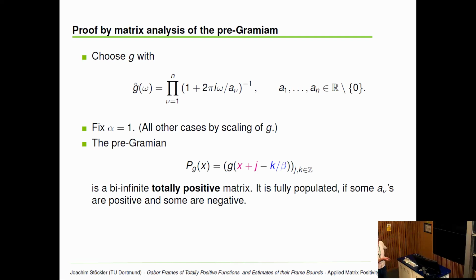So the pre-Gramian has this slightly simpler form. You have x plus j, you still have the k over beta for the columns. This is a bi-infinite, totally positive matrix. By definition, every finite submatrix has a non-negative determinant. So all minors, all finite minors have a non-negative determinant. This is of the form x plus j minus k over beta, as we require for totally positive.